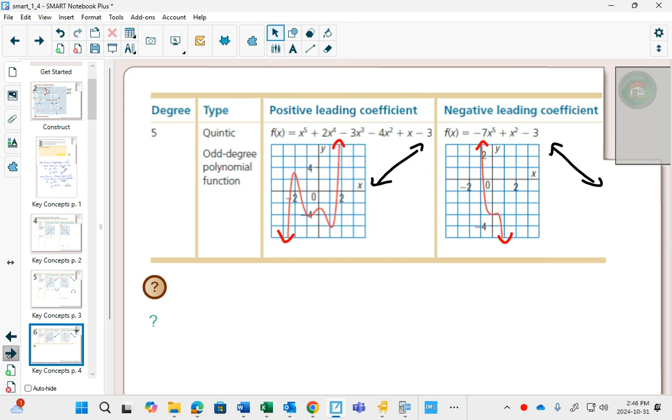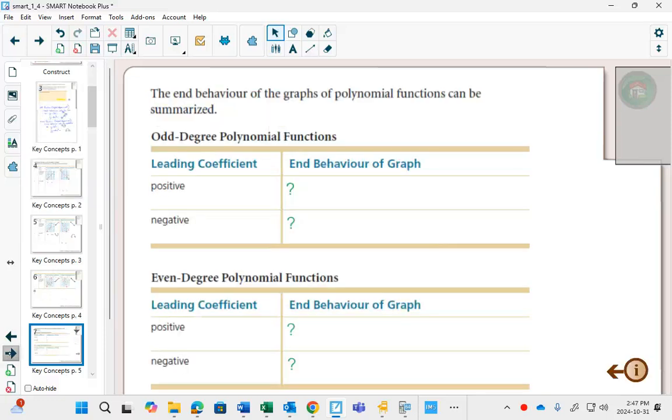Notice there can be a lot of crazy stuff or relatively little crazy stuff happening in between. We'll be able to figure out a little bit of that, not necessarily all of it, setting us up for next year, when calculus figures out the rest. So let's go to example 1.